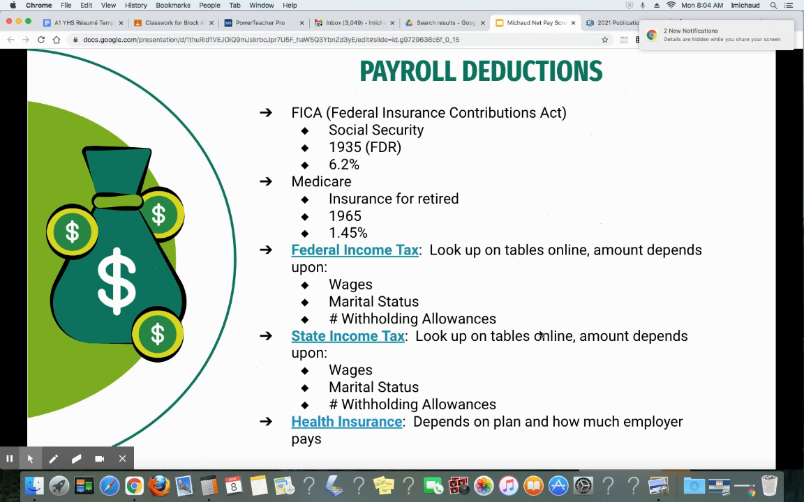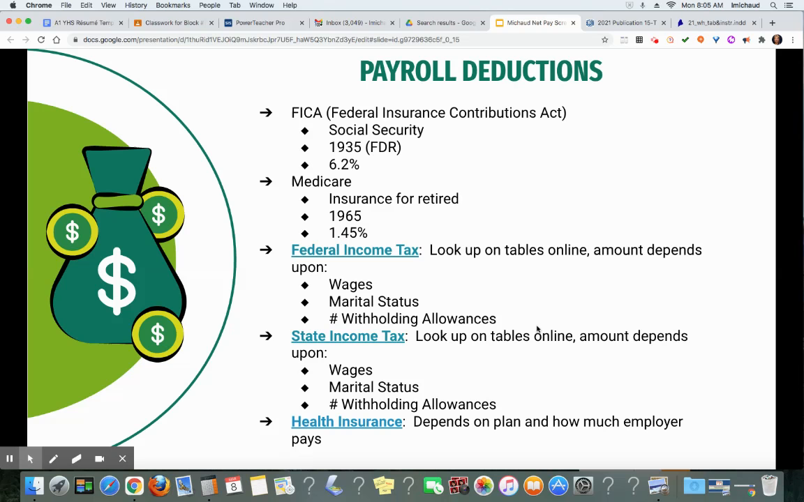A little more information. FICA stands for Federal Insurance Contributions Act. It is another name for Social Security. It was enacted in 1935 when FDR was president, and the amount withdrawn for FICA is 6.2%. Medicare is insurance for those that are retired. It was enacted in 1965, and the percent withdrawn for Medicare is 1.45.